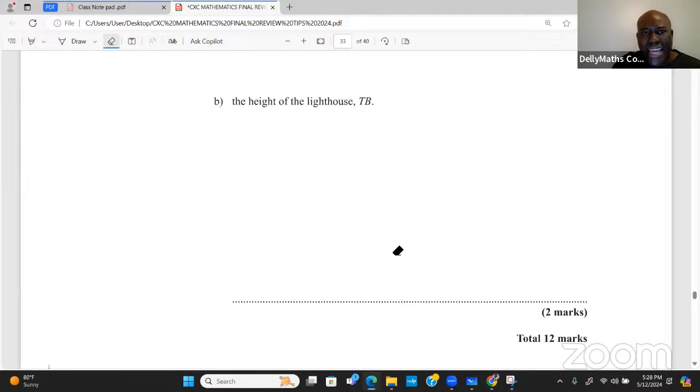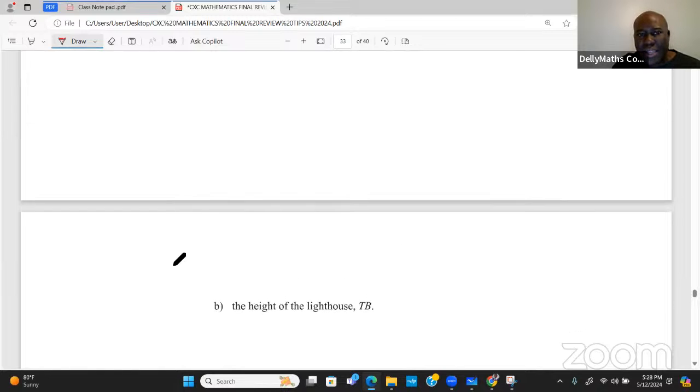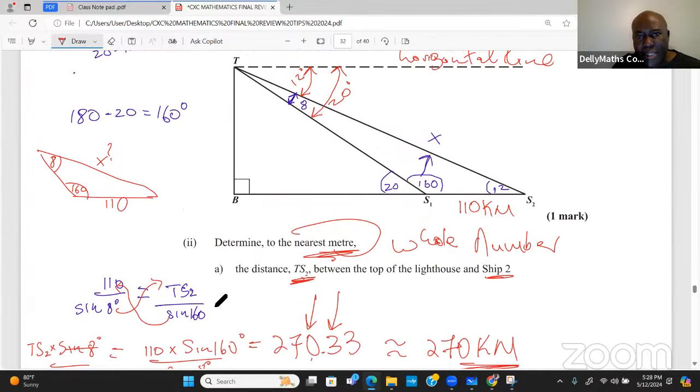The height of the lighthouse, TS, right? So we want to look at the height of the lighthouse. I'm going to take this question next. I'm going to put on my 270 on this first. This is 270 km here. Take off this X. All right, so the height. I might not even need these. Hold on. I'll put them on when I go up there.